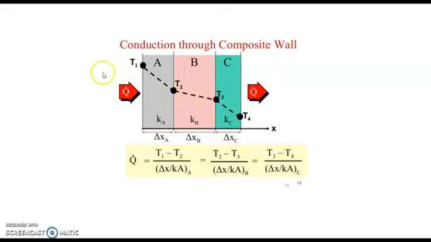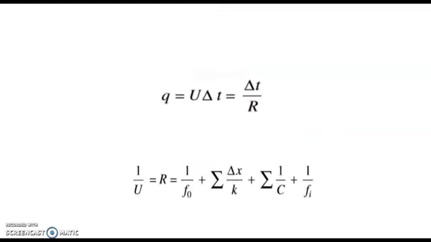In some cases, we consider the high temperature air and the low temperature air to calculate the amount of heat transferred to the space. Here Q is the amount of heat transferred through the wall. Q equals U times A times del T, where U means overall heat transfer coefficient and del T is the temperature difference. So 1 by U equals the resistance of the composite wall. This is the formula: f naught, the heat transfer coefficient of the outer surface, f i, the heat transfer coefficient of the inner surface, and the conduction resistance.